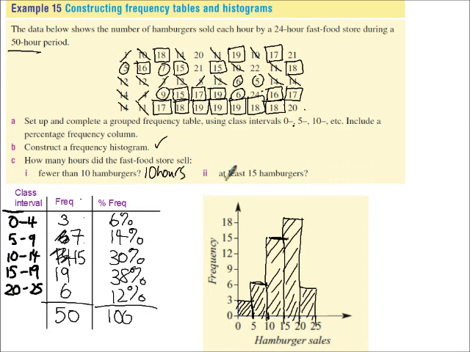How many hours did the fast food store sell at least 15 hamburgers? Well, that means I want to know 15 hamburgers or more. Which hours were 15 hamburgers or more sold? So I need to look at this column here and this column here. So that's 19 and that's 6, so 25 hours. And that's half of their time. That's pretty jolly good.